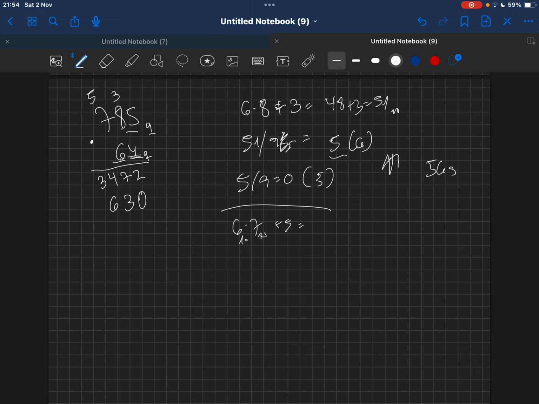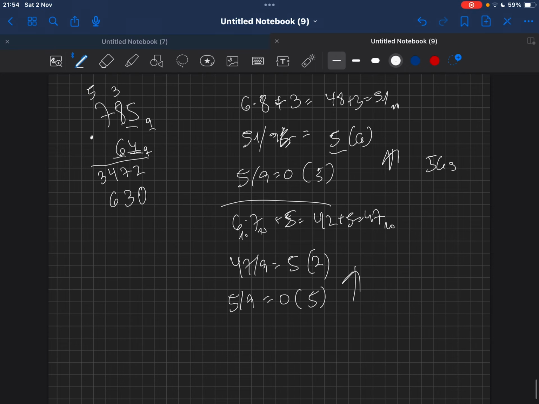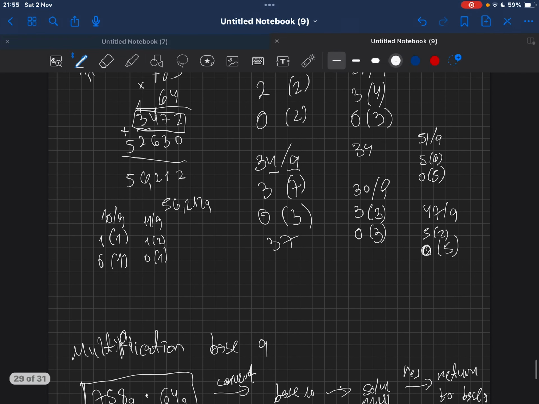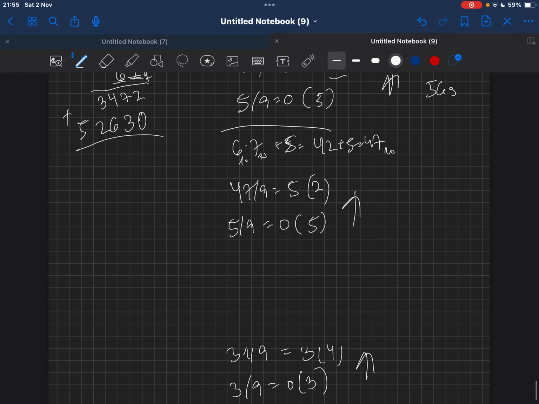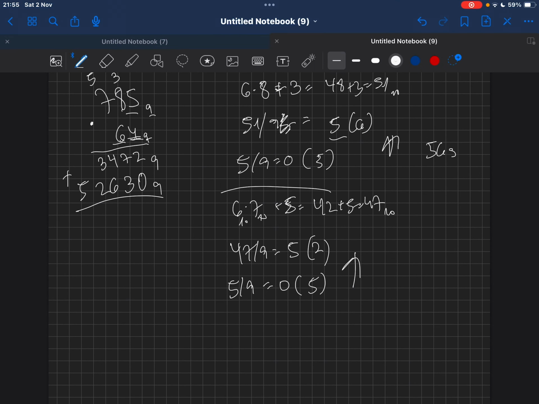Okay, and we are almost finished. 6 times 7 in base of 10 plus 5 equals 42 plus 5, 47. This is in base of 10. 47 divided by 9 gets me 5 with 2. 5 divided by 9 equals 0, but remainder of 5, so 52. Let's see if this is true. 52, great. Now let's do plus here.